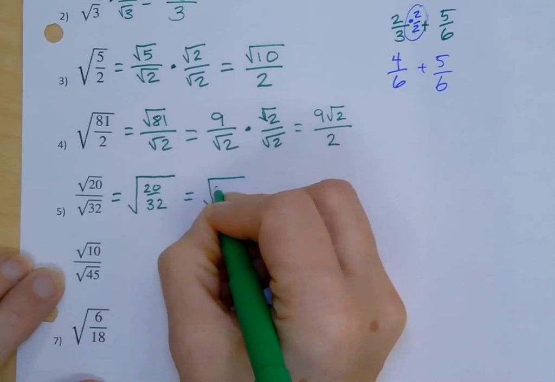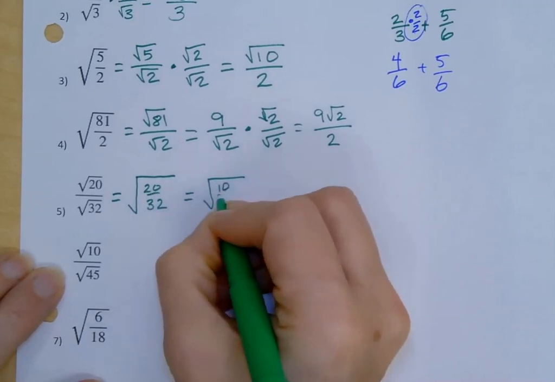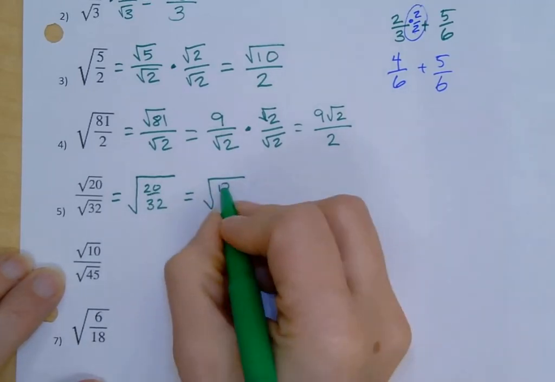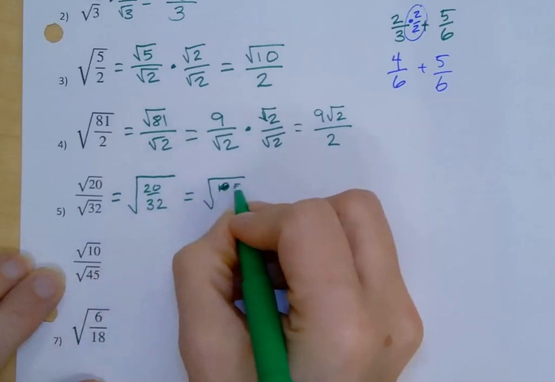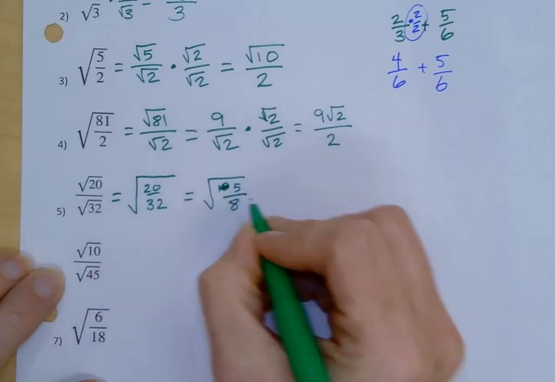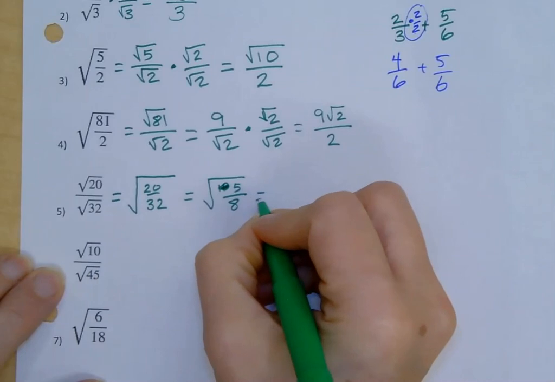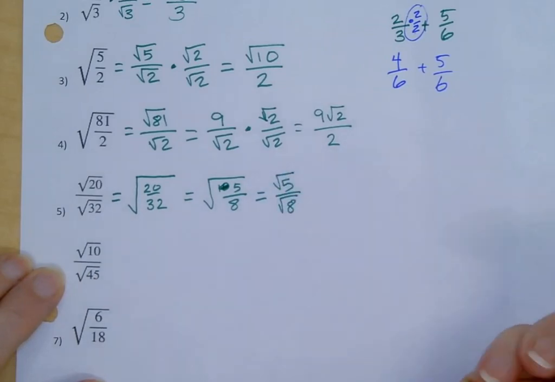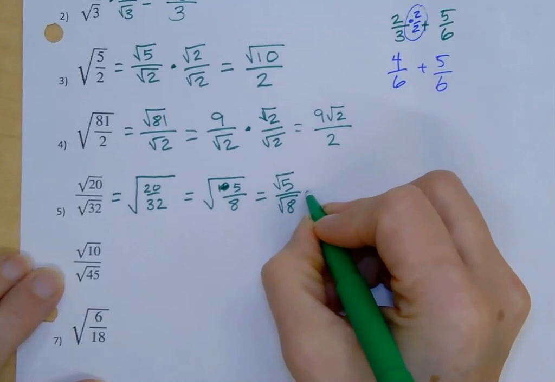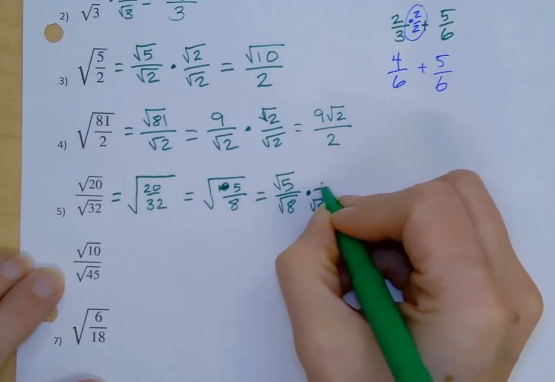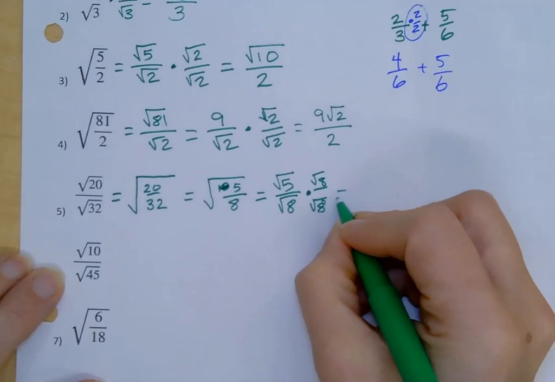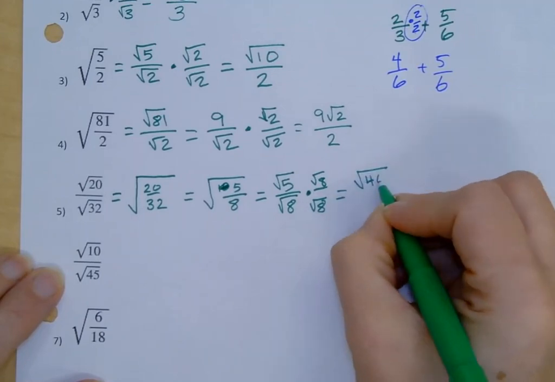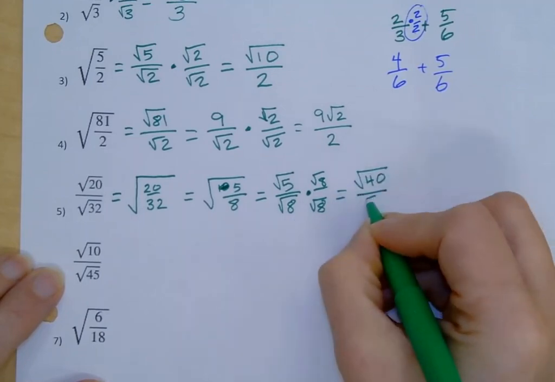So that's going to be the square root of 10 over... Oh no, let's divide by 4, sorry. 4 goes into 20 5 times, and 4 goes into 32 8 times. Okay, so now I'm going to break that up so that it's the square root of 5 over the square root of 8. Need to get rid of that radical in my denominator, so I'm going to multiply by the square root of 8 over the square root of 8. I have the square root of 40 over 8.